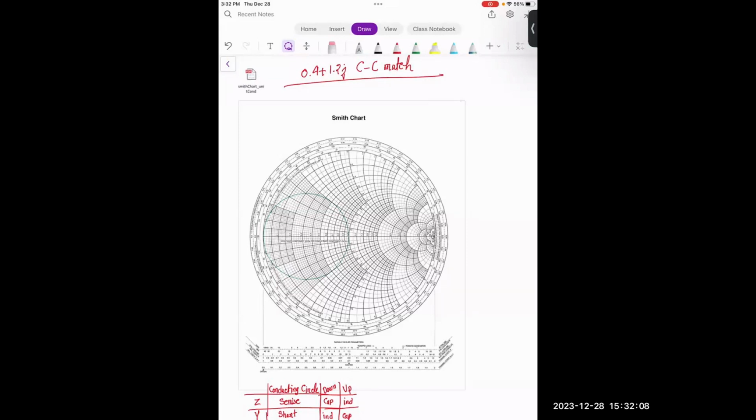In this problem, the ZL value is given, and they told us to solve the CC matching. This is the same way as the LC matching. So in this case, what are we going to do? First, we plug in the normalized Z load value, 0.4 plus 1.2j over here. Then we do the same as before: hit the conducting circle.